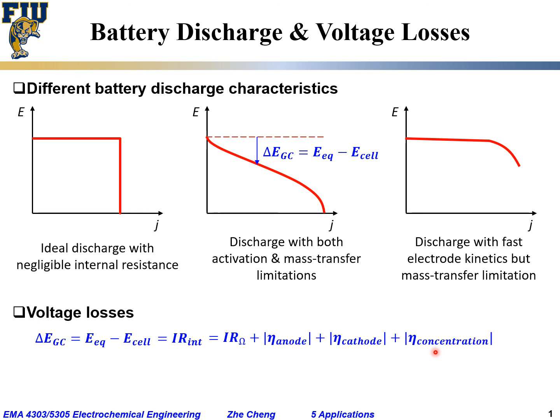Okay, so these are the different battery discharge voltage current characteristics and the voltage loss for a typical battery and the origins of the sources for the voltage loss.